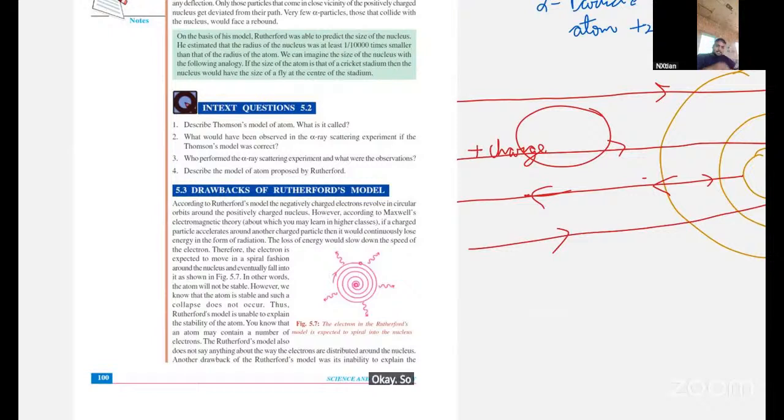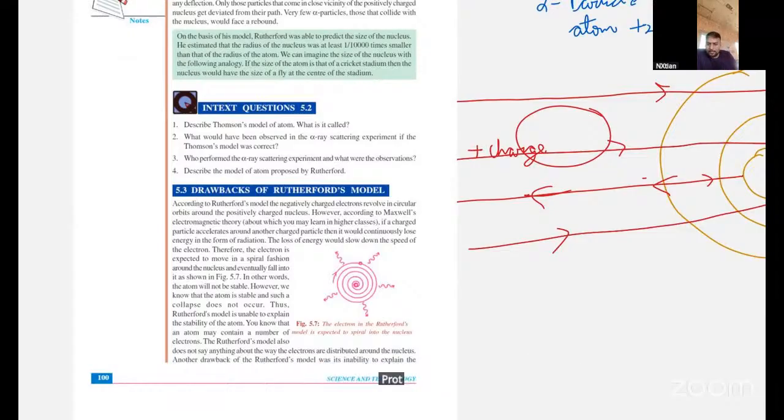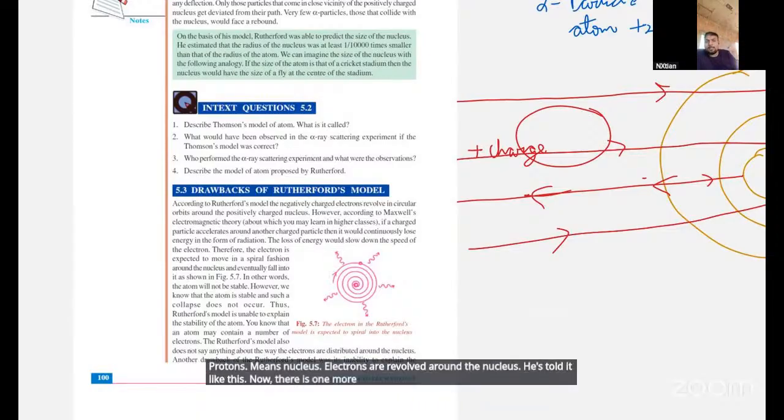So the thing is, Rutherford told us that inside the nucleus, protons are there. Now scientists asked, where are the electrons? So he said that electrons revolve around the nucleus. He told it like this. Now, the electrons revolving around the nucleus was just given by Rutherford. There is no experiment in that.